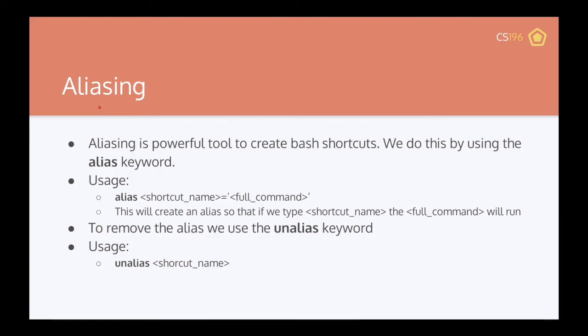Now we're going to talk about aliasing. Aliasing is a powerful tool to create bash shortcuts. We do this by using the alias keyword. For example, the usage is you do alias followed by the shortcut name equals and then some command. This will create an alias, so if we type the shortcut name, this full command, which is usually longer, will be run. And to remove the alias, we simply use the unalias keyword, like that.